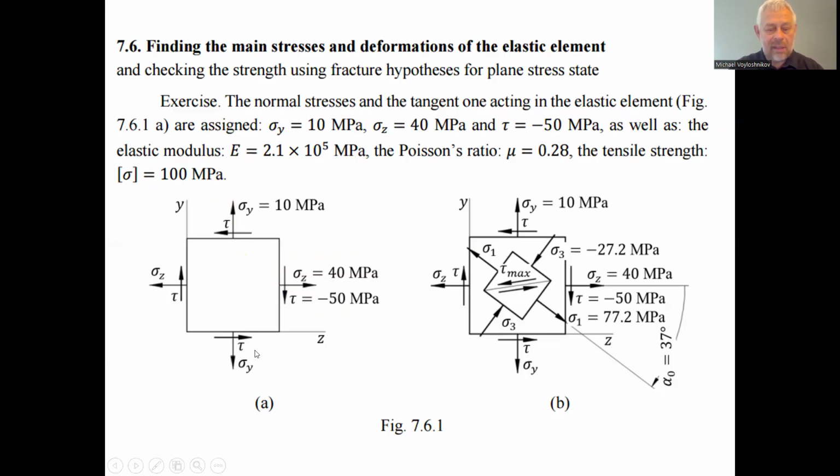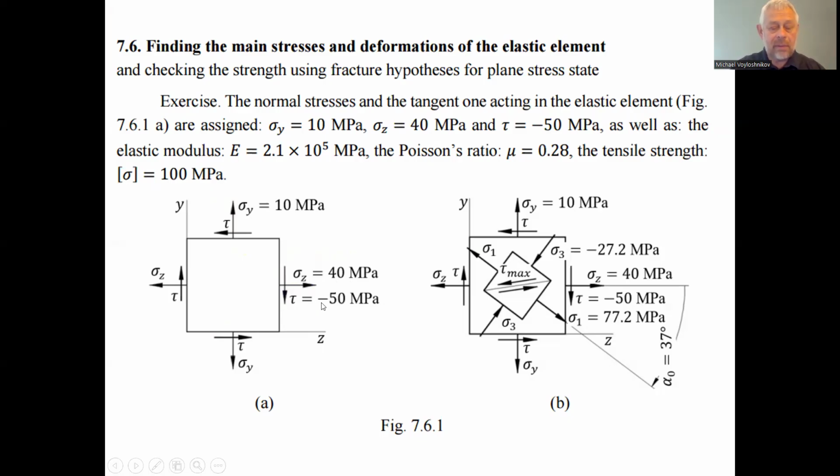We consider the flat stress state, and besides two normal stresses and one tangential stress, we assume that we have as well a normal stress directed in the longitudinal direction, parallel to the abscissa axis, which is out of the plane of consideration of the flat stress state. So in the flat state, we have two normal stresses, sigma y 10 megapascal and sigma z 14 megapascal. We have tangential stress minus 50 megapascal if we direct downward.